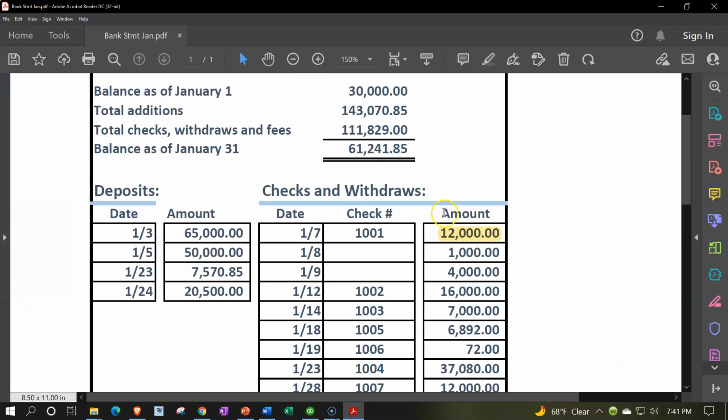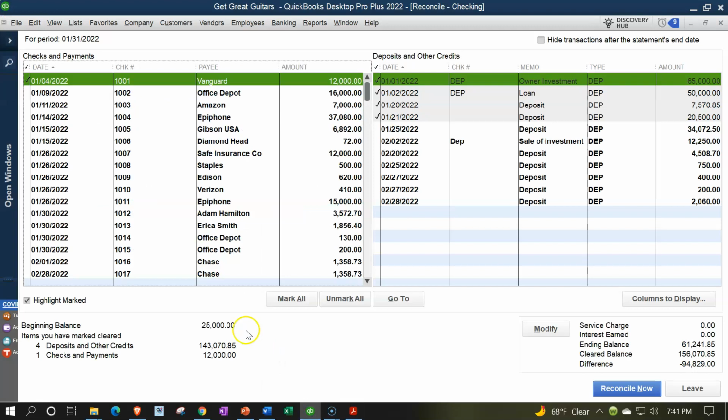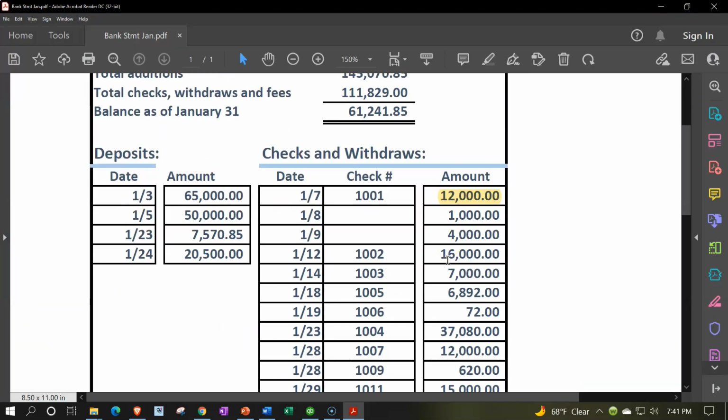You'll note that those two are the difference between the 30,000 up top and the 25,000 that we put in the books as the beginning balance, because that's what we had in our bookkeeping system. So we'll get back to those later.